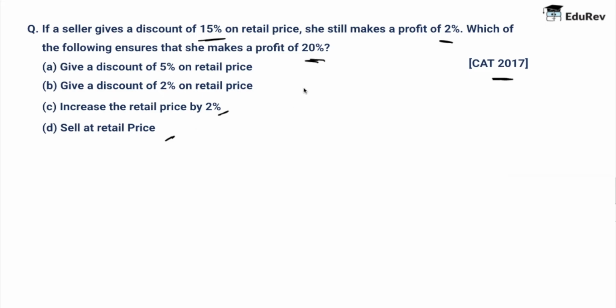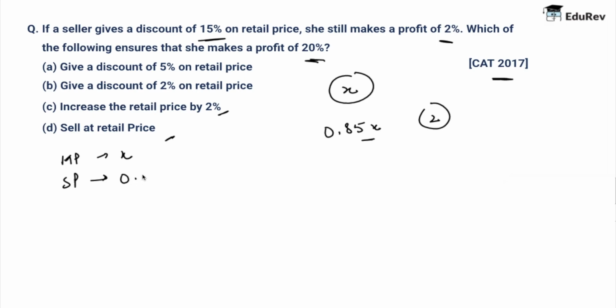Now given that if a seller gives a discount of 15% on retail price, she still makes a profit of 2%. Let's assume that marked price is X, okay? So selling price is 0.85x. On giving 15% discount on retail price, she still makes a 2% profit. So I can say that marked price is X, and selling price is nothing but 0.85x. Alright, and this is going to be nothing but 1.02 CP, that is cost price.